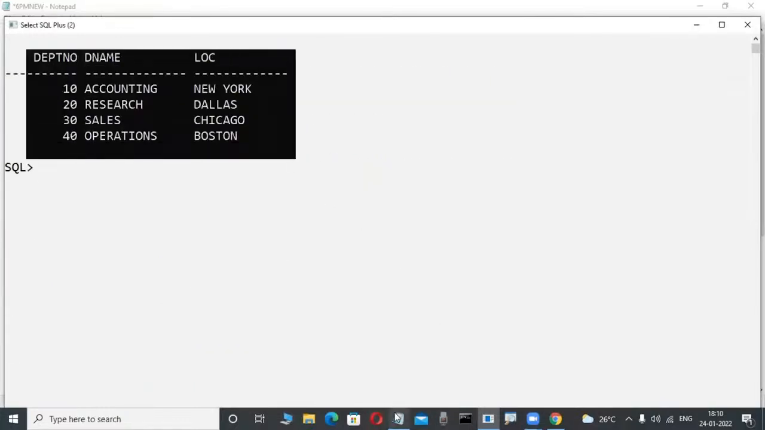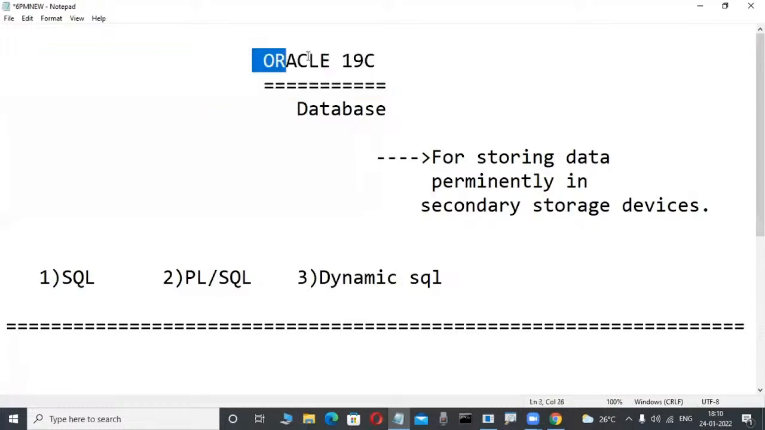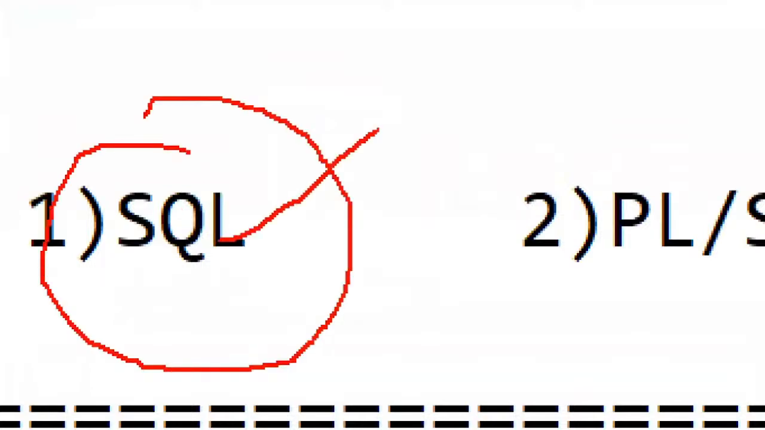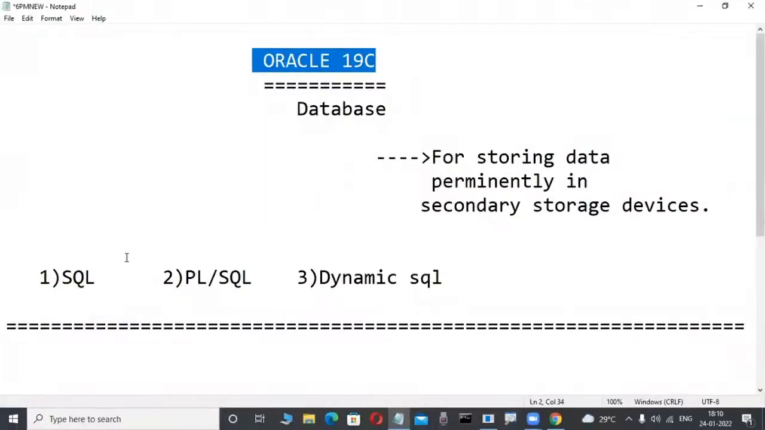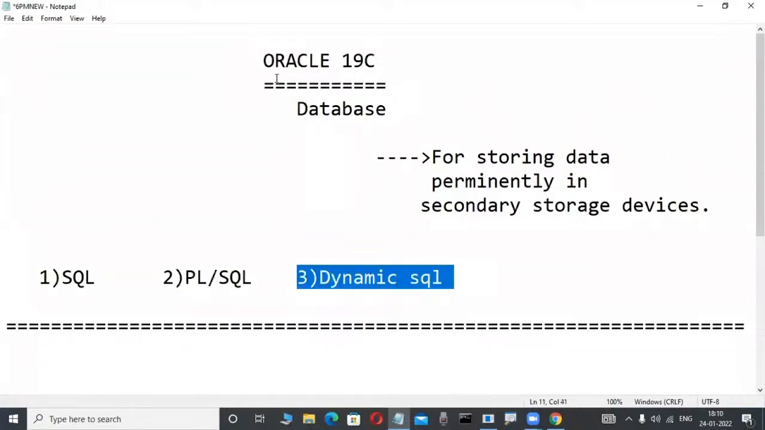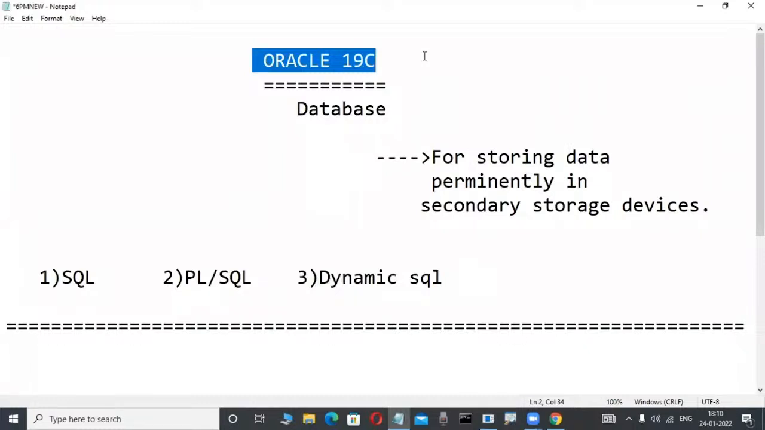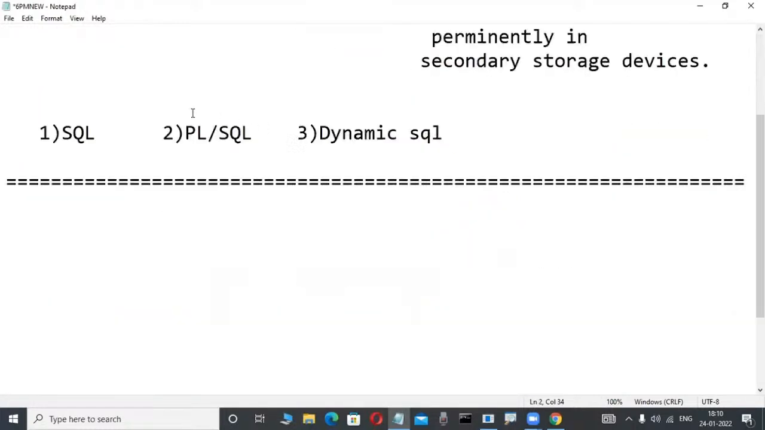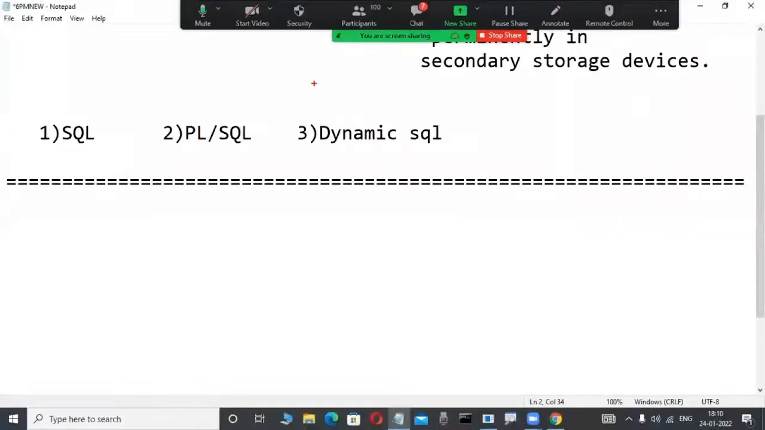Now, for operating these relational data model products, one universal language is there. What is that? SQL, structured query language. But to operate the Oracle product, not only the SQL language but three languages are there. One is SQL, another is PLSQL, procedural language extension for SQL, and another is dynamic SQL. Anybody learning an Oracle course worldwide, in that course they are taught about these three languages.